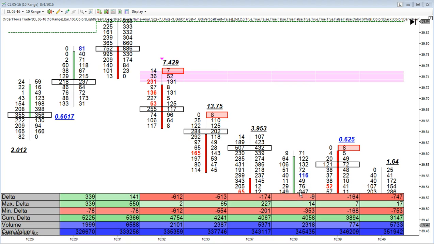say -50 or less, depending on the market. This is crude oil. If I saw a delta of -50 in the E-mini S&Ps, I know that's a difference of 1 trade sometimes, and I'll just treat it as a neutral number. But you should know for your markets what's considered a big delta. Obviously, on a 10-range crude, 600 is big, 500 is big, 747 is big. 164 is kind of average, 174 is average, 141 is average, 339 is a little bigger than average, but not big.